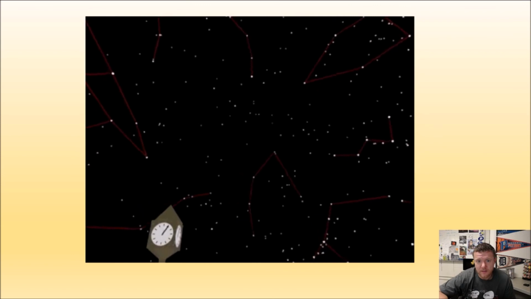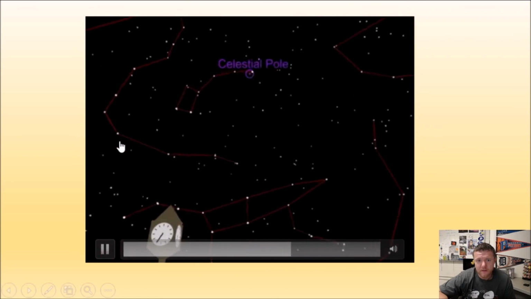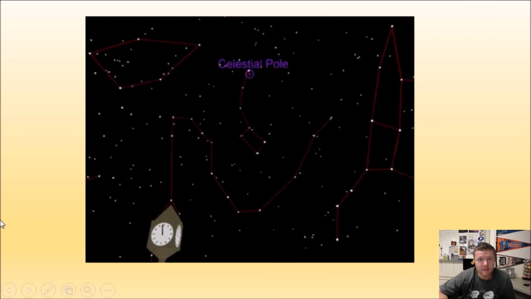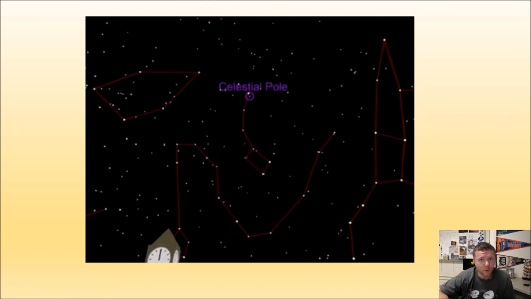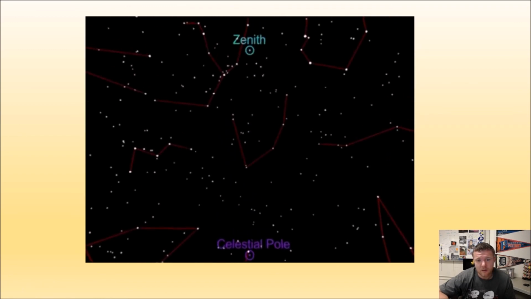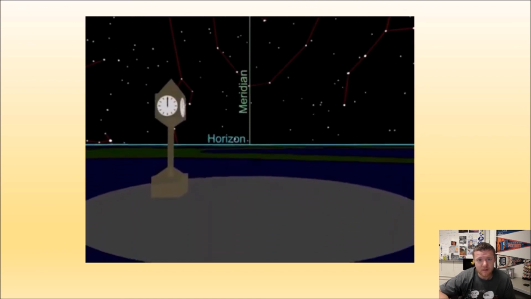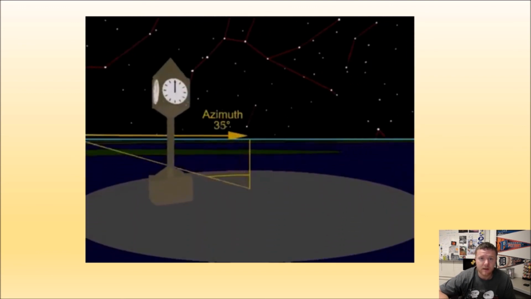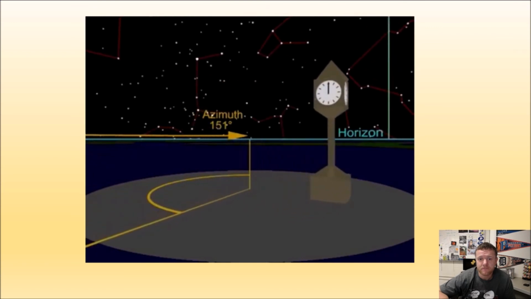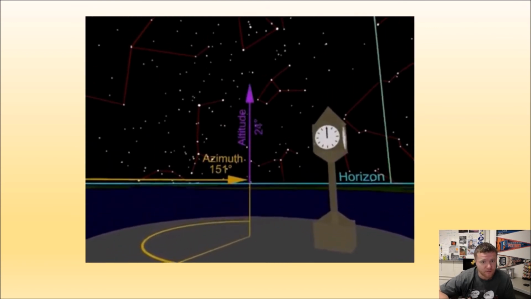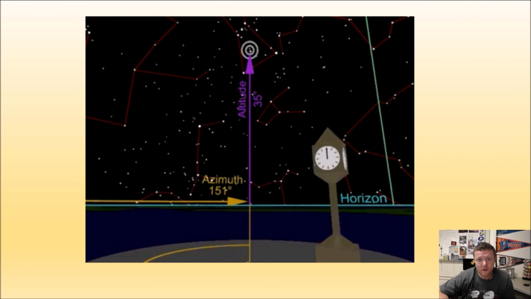There's one star though that doesn't move. It's right here, and that is Polaris. That is our North Star, our pole star. It's not always at the zenith, but a line that goes from the zenith down to the nadir, that's called the meridian. Azimuth starts directly north, goes clockwise, altitude starts at the horizon and goes up to 90.